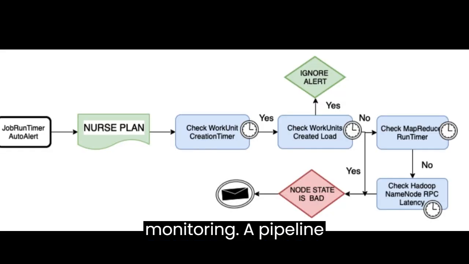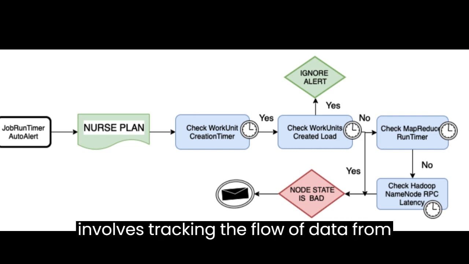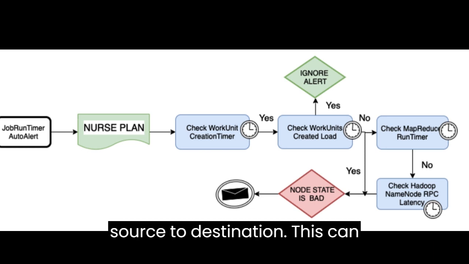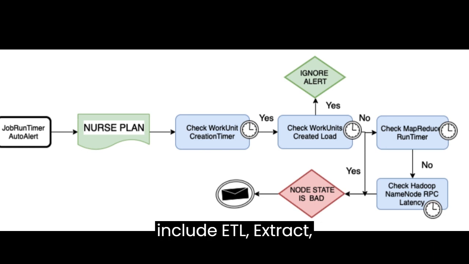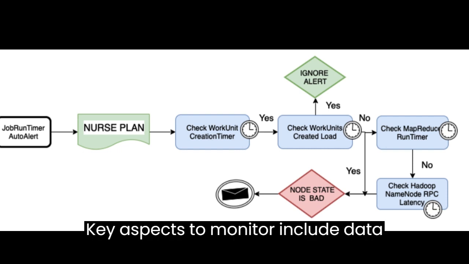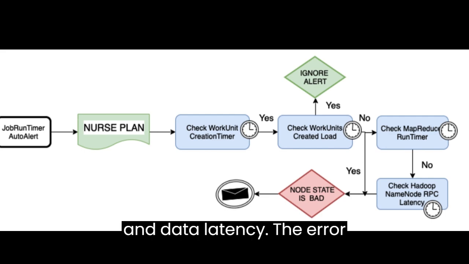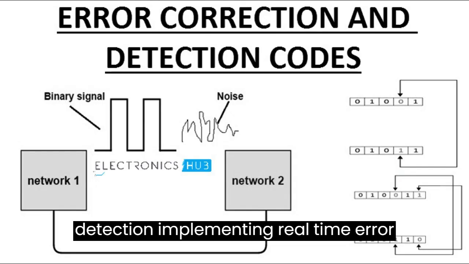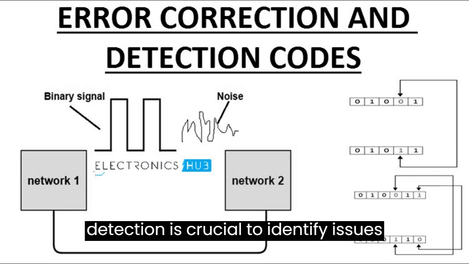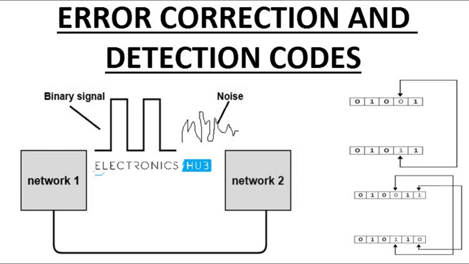Data monitoring. Pipeline monitoring. Monitoring data pipelines involves tracking the flow of data from source to destination. This can include ETL (extract, transform, load) pipelines, streaming data, or batch processing. Key aspects to monitor include data ingestion rates, job completion status, and data latency. Error detection. Implementing real-time error detection is crucial to identify issues as they occur. This can involve monitoring for data anomalies, unexpected schema changes, or missing data.